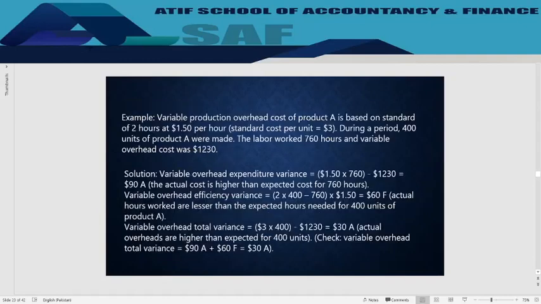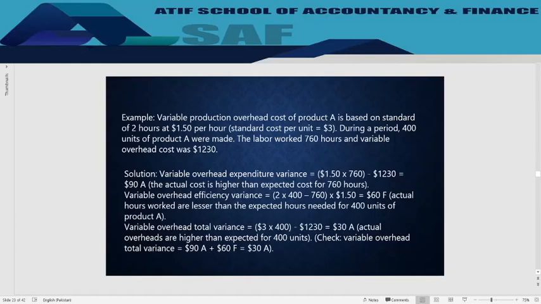For example, variable production overhead cost of product A is based on a standard of 2 hours at a rate of $1.5 per hour. The standard cost per unit is $3. During a period, 400 units of product A were made. The labor worked for 760 hours and the variable overhead cost was $1,230. Required is to calculate variable expenditure variance and variable efficiency variance.